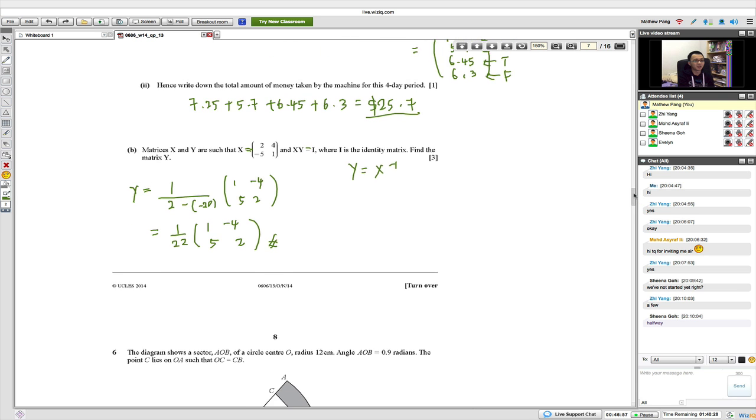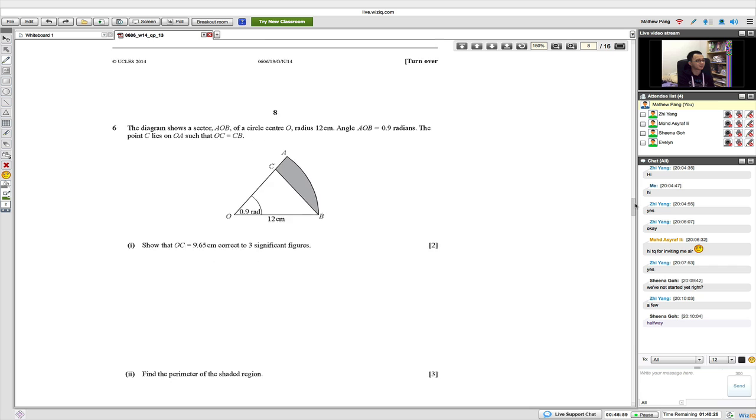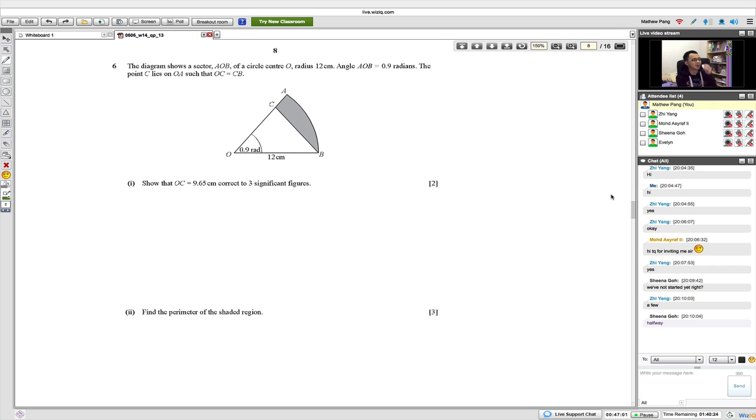For question number 5 is the matrix question. Then we go to question number 6. Okay, this is circular measure. The diagram will show the arc AOB, with center at O, the radius is 12, and the angle AOB is 0.9. Everything is in the diagram, and C lies on OA, such that OC is the same as CB. Okay, this is something new.